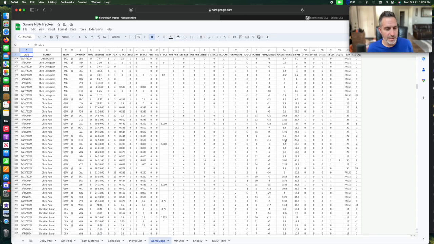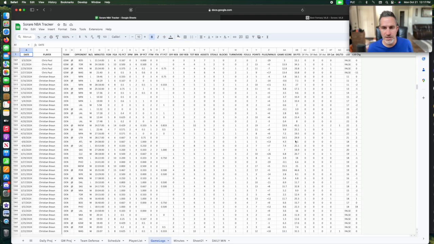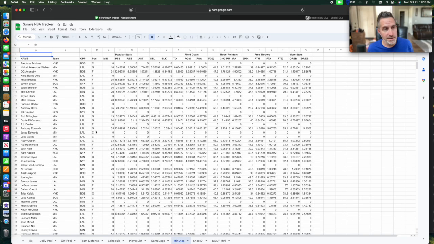Big tab, lots of information here to look at. If you want to see how someone's done over the course of a bunch of games, you can come look up their Sorare points here. And next is my minutes tab. You don't have to do anything with this either. This is just imported from RotoWire. I'm just using RotoWire to help me estimate minutes.